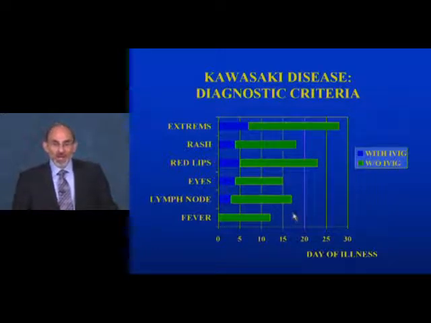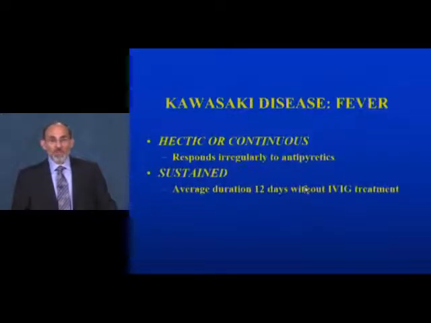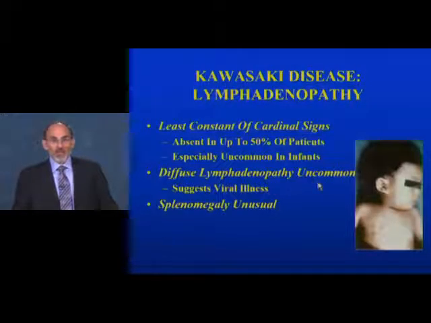But one must never preclude the diagnosis simply because the order is backwards. The fever is hectic. It responds irregularly or incompletely to antipyretics, and it will go on for an average of at least 12 days without IVIG treatment. The lymphadenopathy is localized.